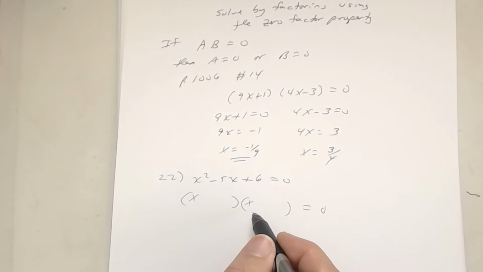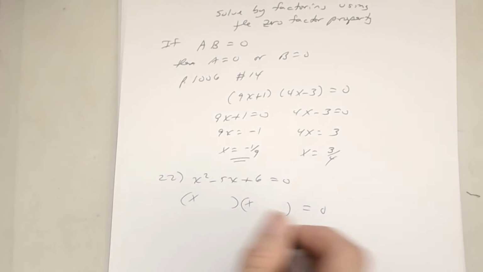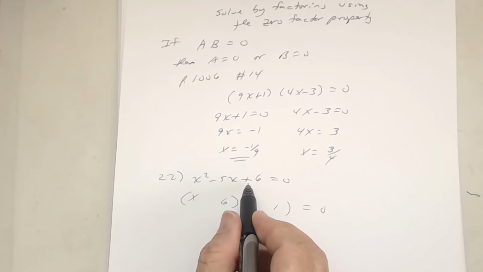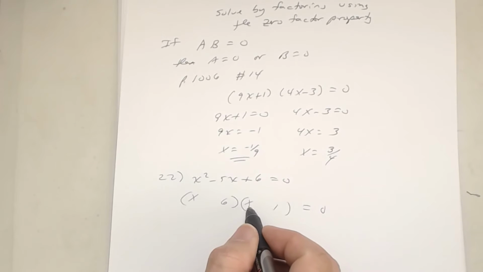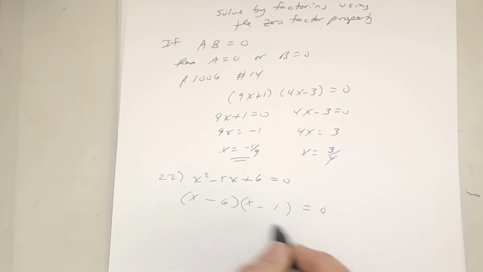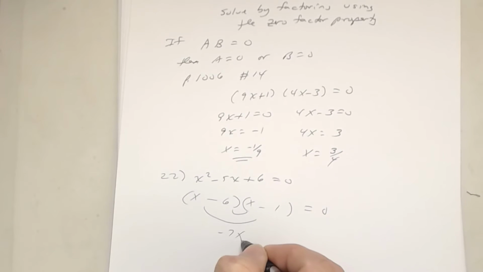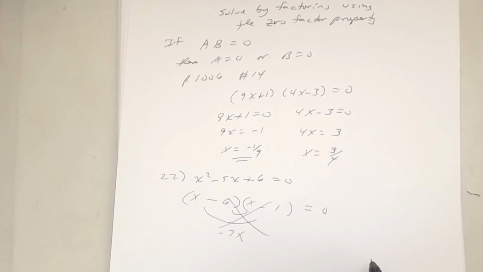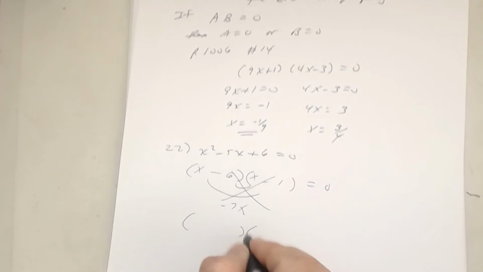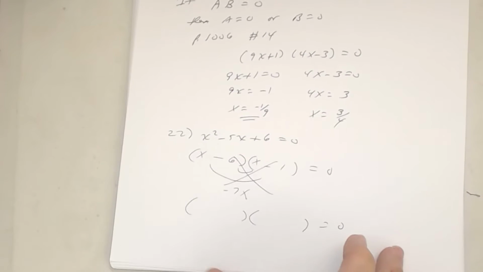Okay, -3, -2. Now someone said 6, 1. Let's think about that for a moment. I'm going to put 6, 1. The last sign is positive, meaning these signs in here have to be the same, and they both have to be what? Negative. Is that going to work? No, because they're going to be a -7x. So that doesn't work. You wanted a -5x. So what's going to work instead?